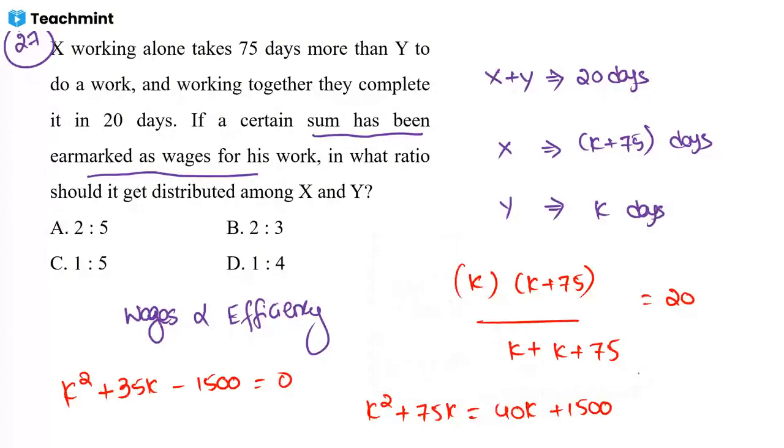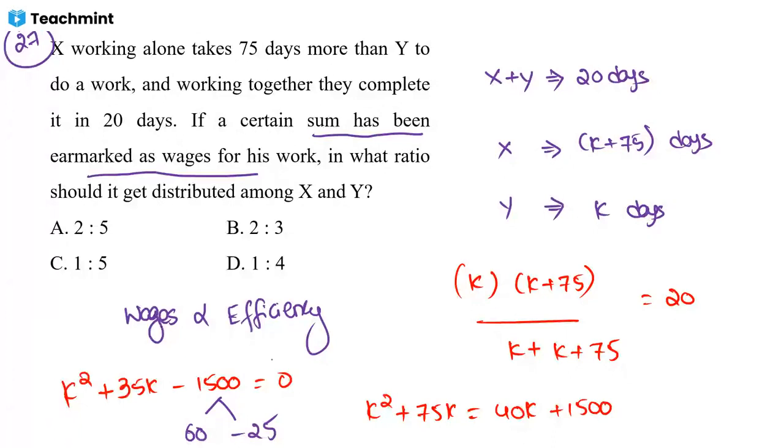1500 can be written as 150 into 10. We have a lot of options, but the difference must be 35. Difference must be 35 means it should be like 25 into 60, is it? 60 into 25 is 1500, and 60 minus 25 is 35. So this combination is correct.